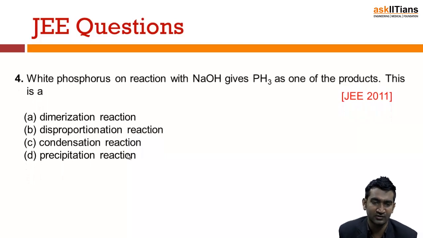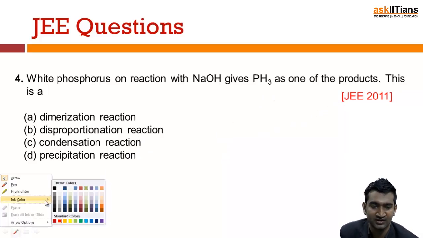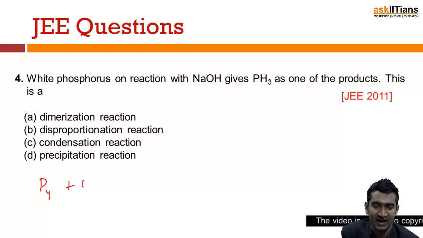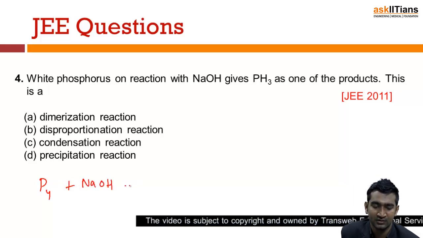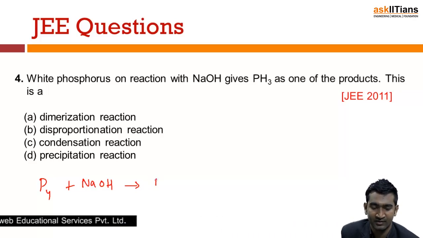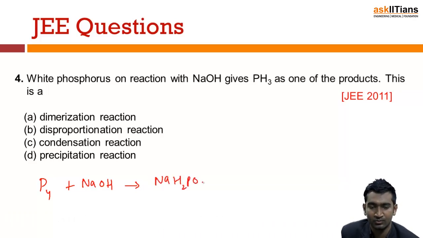White phosphorus on reaction with NaOH gives PH3 as one of the products. So which kind of reaction is this? It is a very simple question. I will write the reaction here. P4, which is my white phosphorus, reacts with my NaOH, and this will give me sodium hypophosphite, NaH2PO2, plus PH3. This is your phosphine, right? Which is written here that PH3 is one of the products.